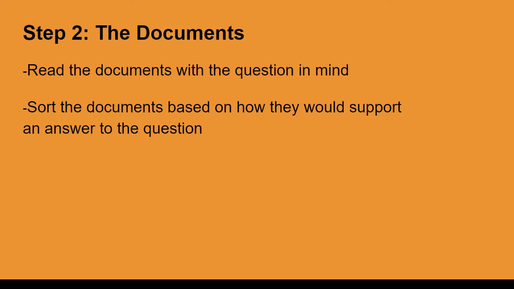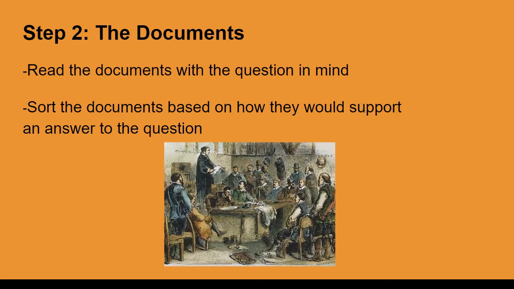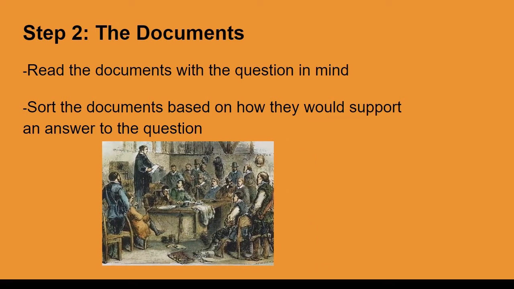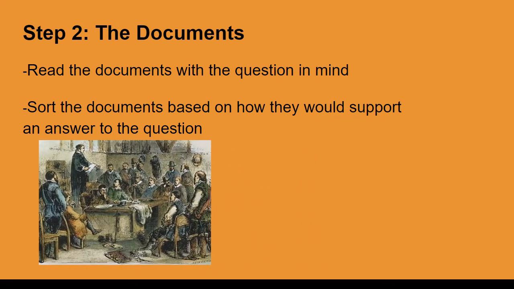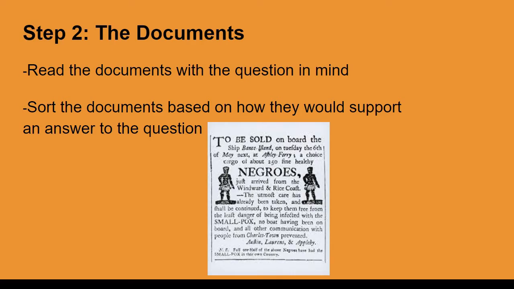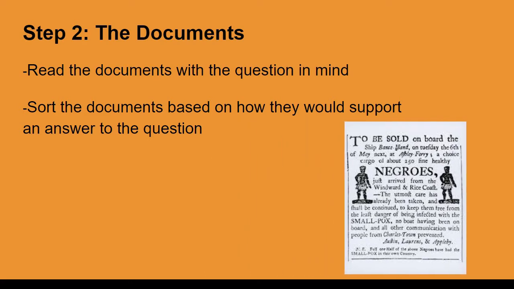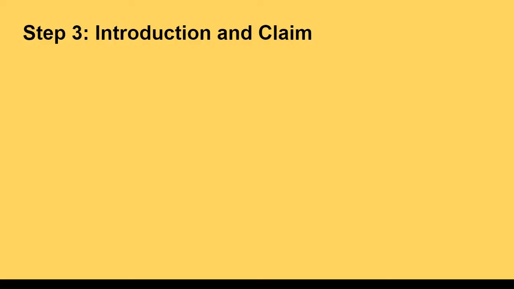In our example, how democratic was early America? If I'm reading document 1 and I think, wow, that has a lot of examples of very democratic things going on in early America, I might kind of mentally categorize it on one side. If I read document 2 and I think, wow, this doesn't make early America look democratic at all, I'll put it on the other side. So separate it based on how it would answer the question.